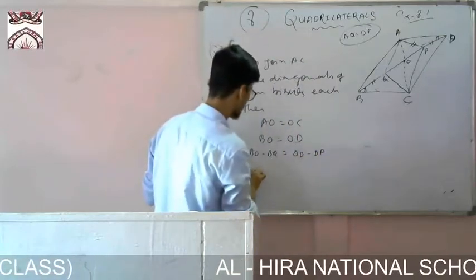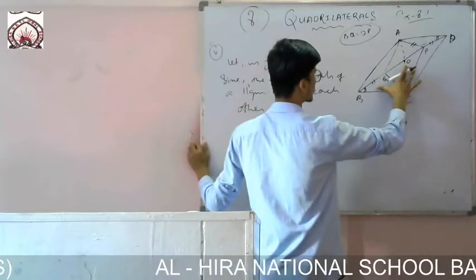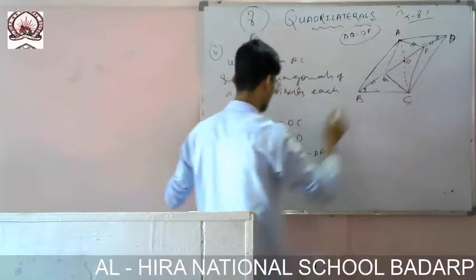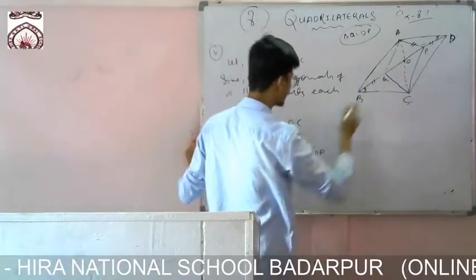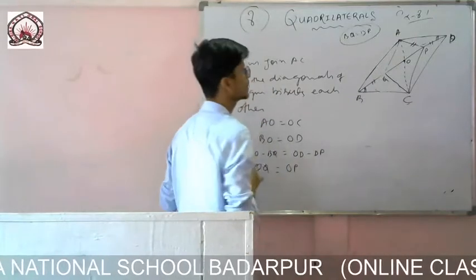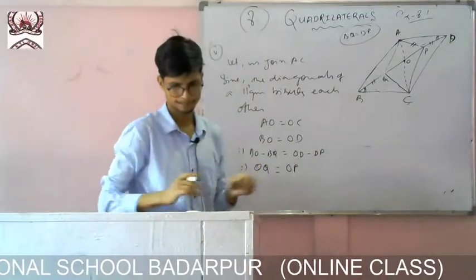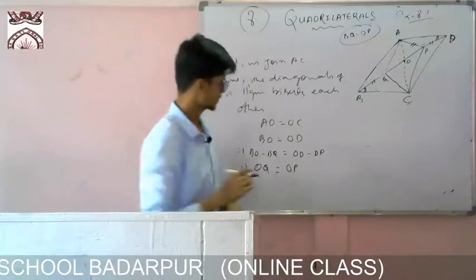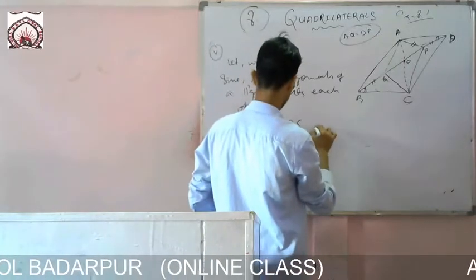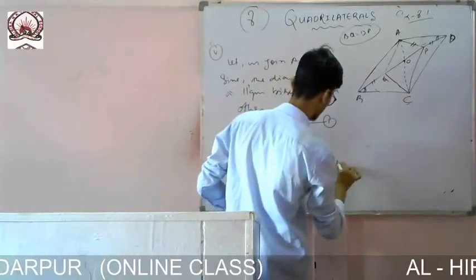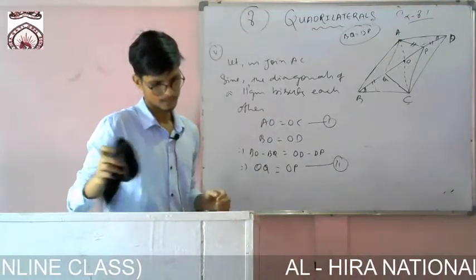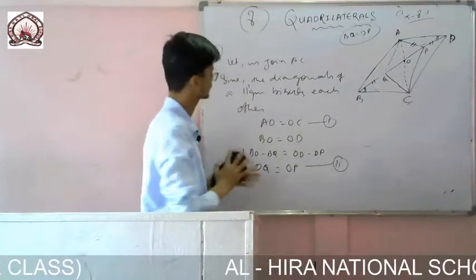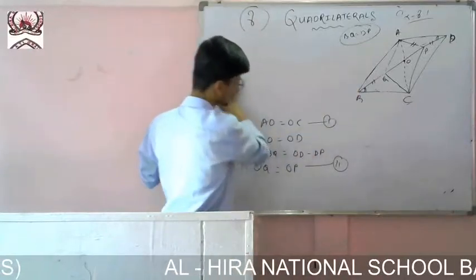So if I subtract this part from BO, then only this part is remaining, that is OQ. And from this one, if I subtract this one, then only OP is remaining, so OP. Okay, so this one you give as Roman number 1, this one you give as Roman number 2. So now you see, now you write only 2 lines.